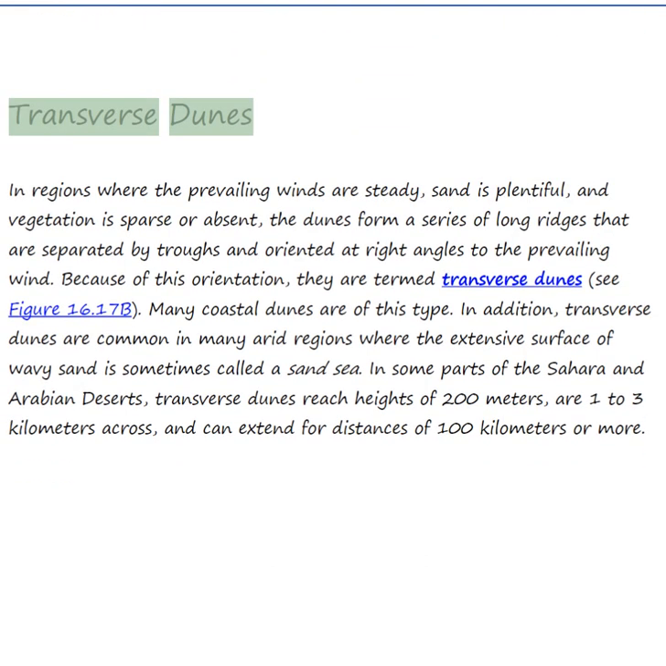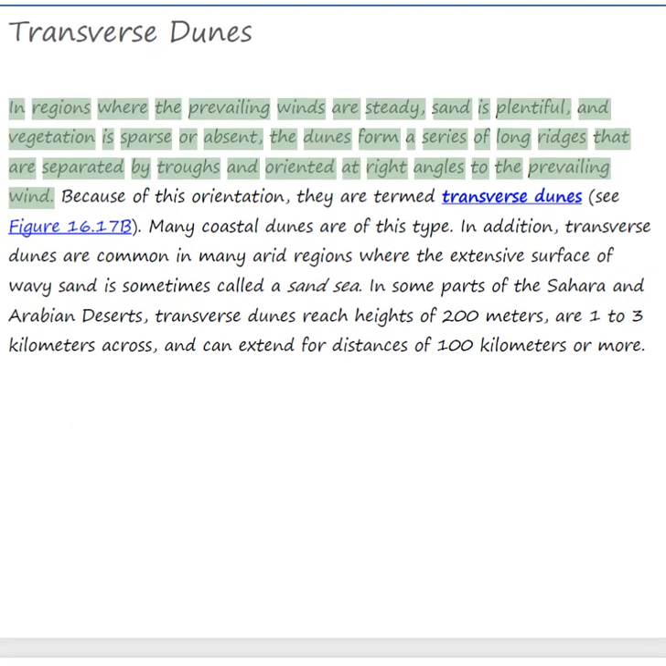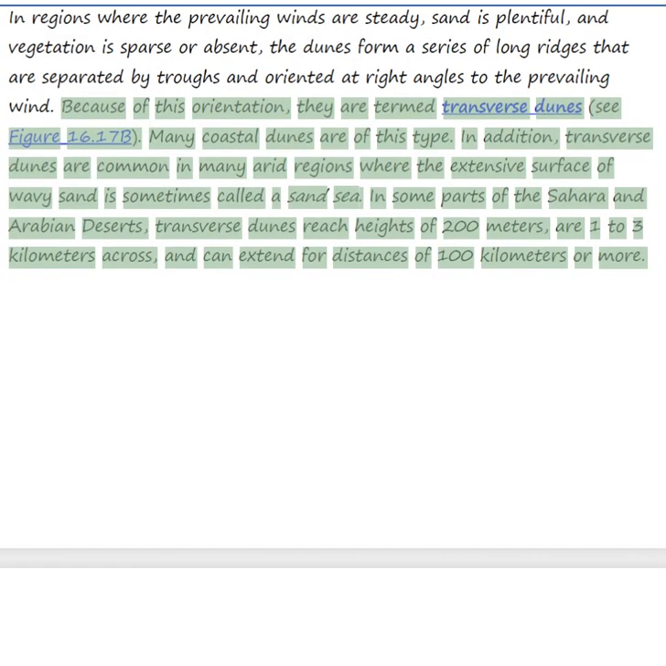Transverse dunes. In regions where the prevailing winds are steady, sand is plentiful, and vegetation is sparse or absent, the dunes form a series of long ridges that are separated by troughs and oriented at right angles to the prevailing wind. Because of this orientation, they are termed transverse dunes. Many coastal dunes are of this type.